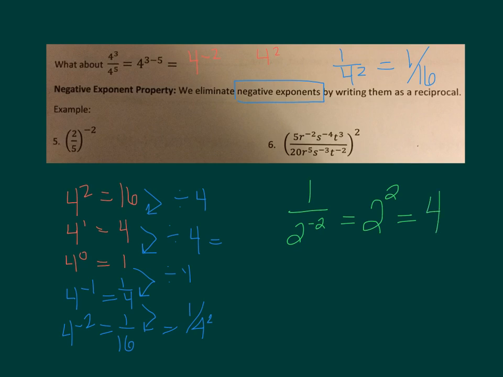So let's look at this example right here. 2/5 raised to the negative 2 power. Well, the first thing I have to do is I have to reciprocate that. The reciprocal of 2/5 is 5/2, and then I can square it. Now we learned that we have to distribute that power, so that's the same thing as 5 squared over 2 squared, which equals 25 over 4.